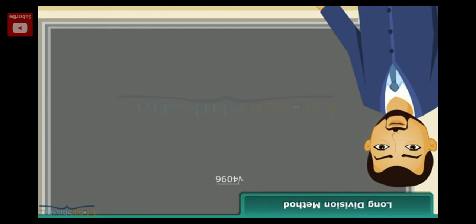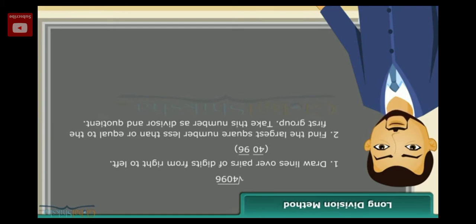For large numbers, the prime factorization method of finding square root becomes difficult. So we use the long division method. Let us look at the steps. First of all, draw lines over pairs of digits from right to left. Next, find the largest square number less than or equal to the first group. That is 40. Since 36 is less than 40, we take 6 as the divisor and 6 as the quotient. Now subtract 36 from 39.